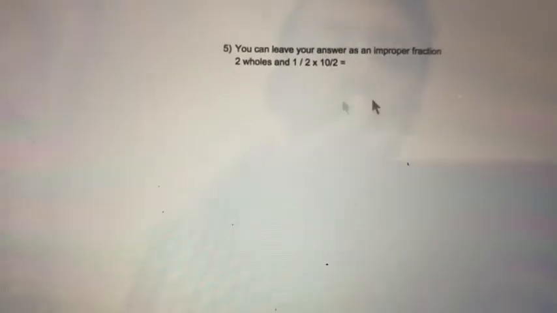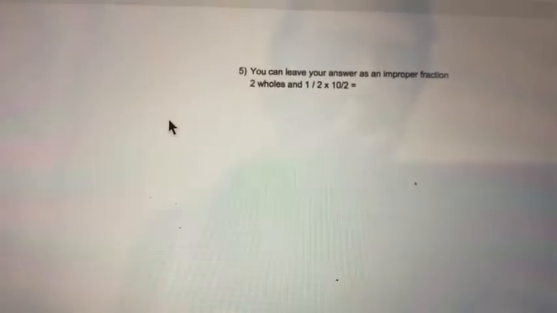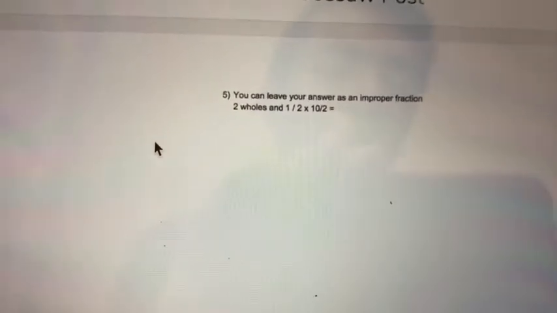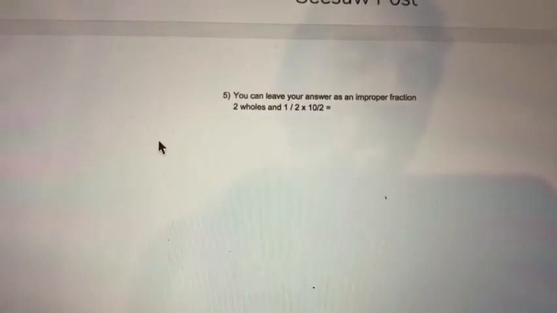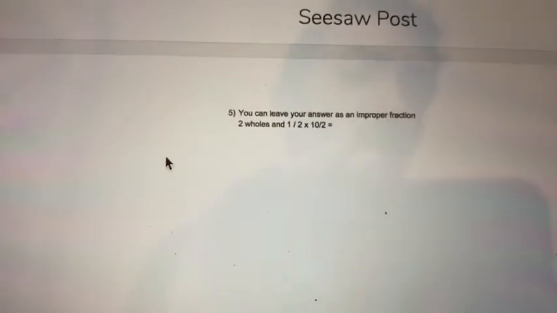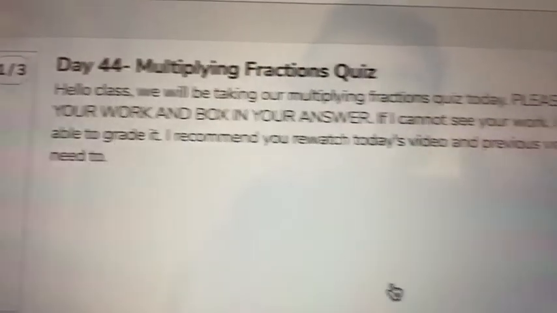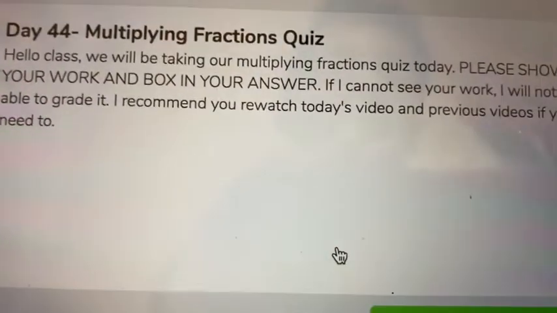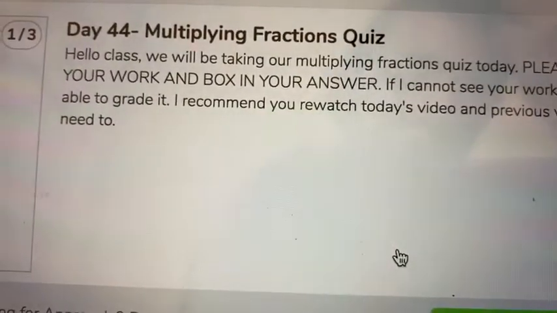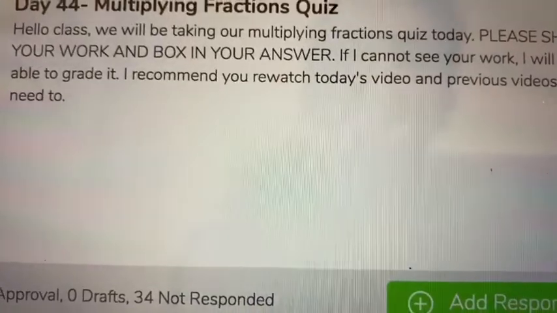So listen to those directions, read those directions carefully, and when you do the problem, please be sure that you are writing neat, okay? If you're going to use paper, be sure that you're writing neat. Otherwise, I will not be able to read it and I will not be able to grade it. And also, like I said here, please show your work and put a box around your answer so I know what your answer is, right? But that's it for your math.